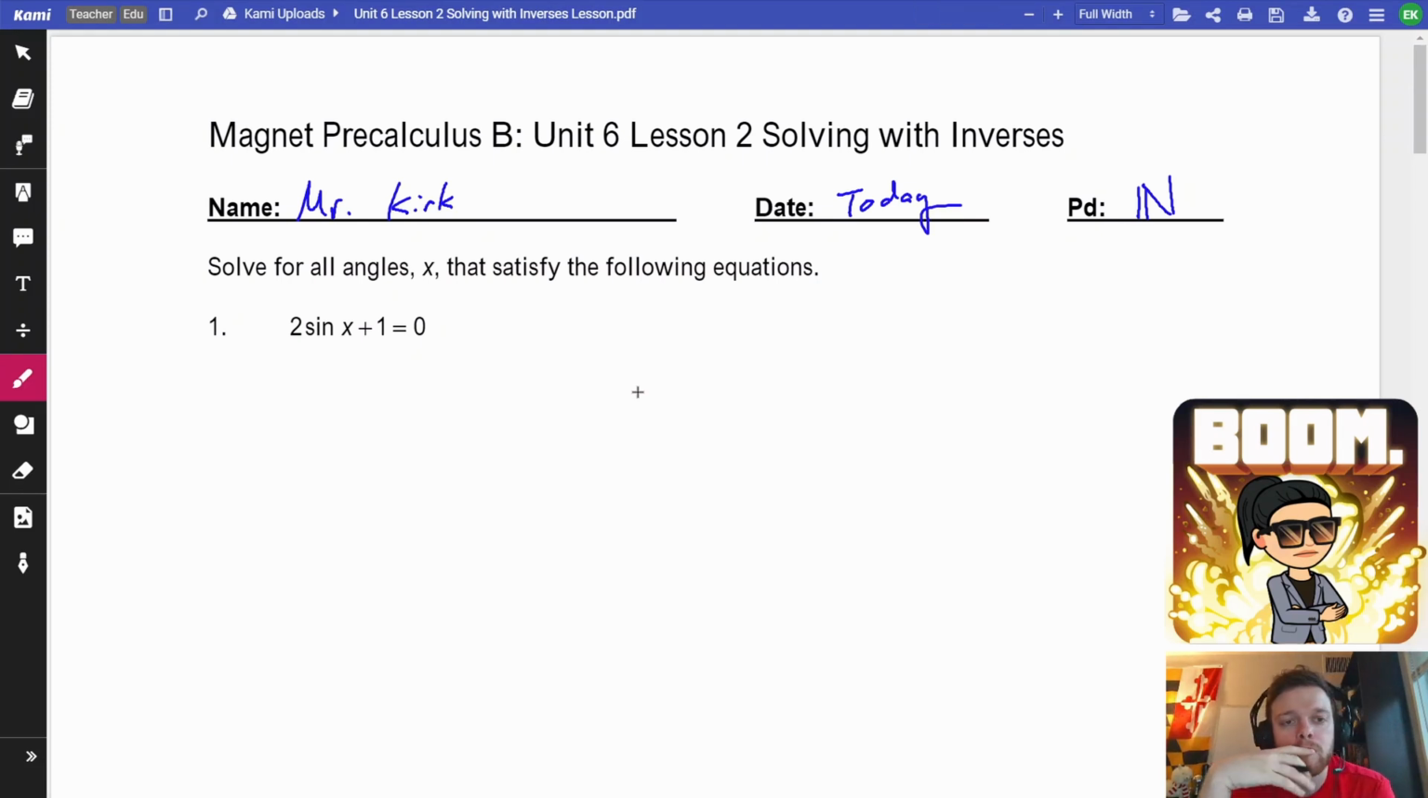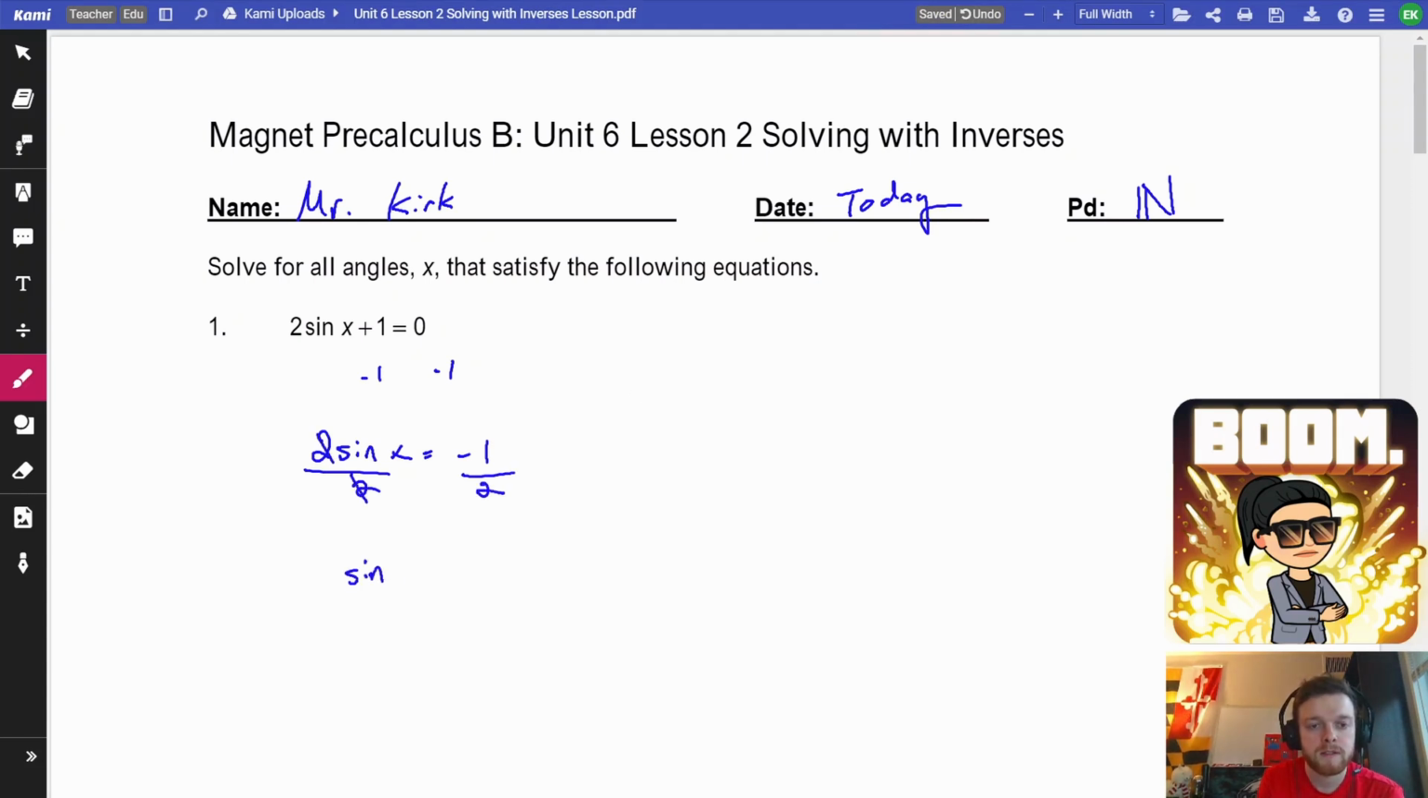Now, when solving trig equations, it's very useful to get the trig function by itself. So what I'm going to do for that is subtract 1 on both sides. 2 sine x is equal to negative 1. Divide by 2 on both sides. Sine x is equal to negative 1/2.